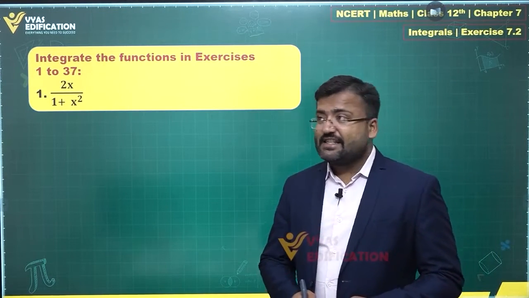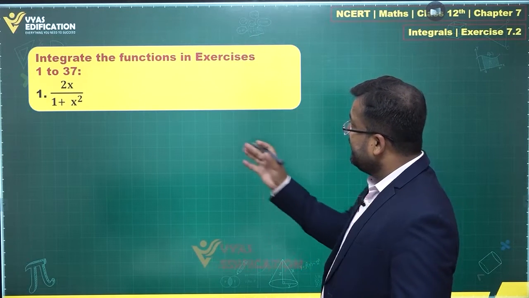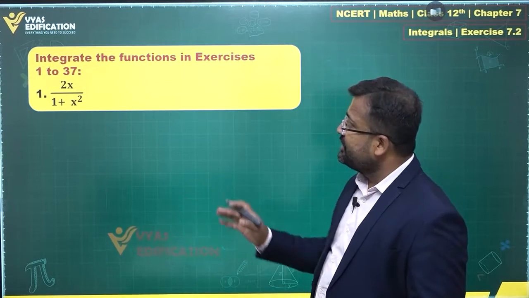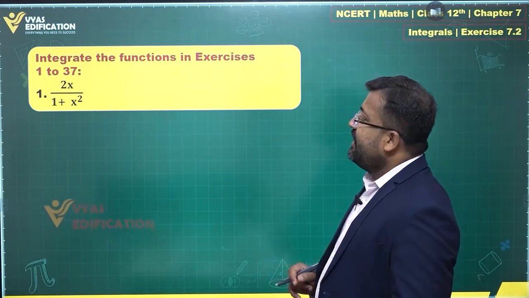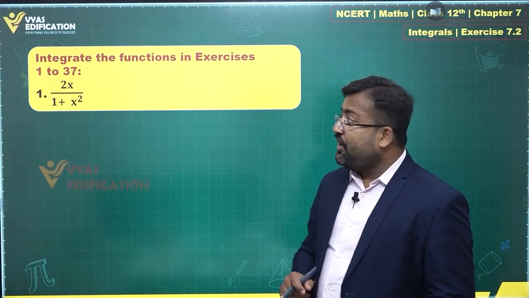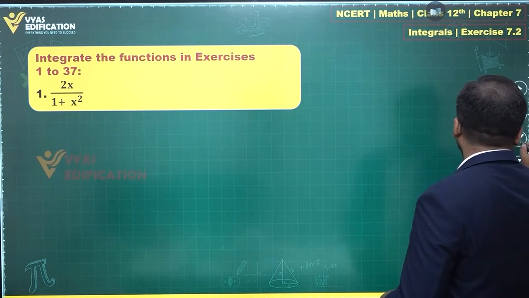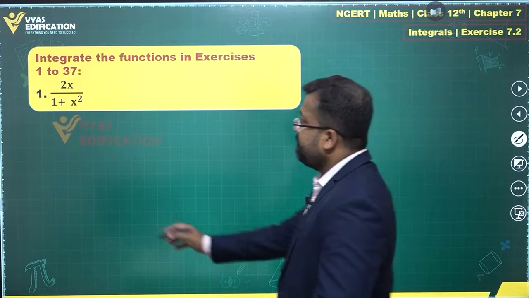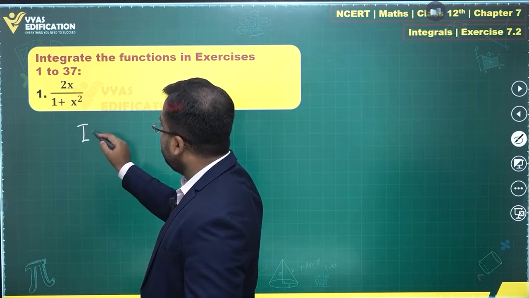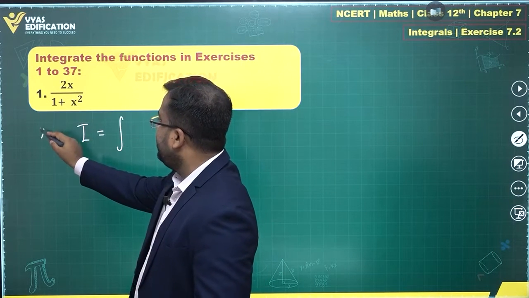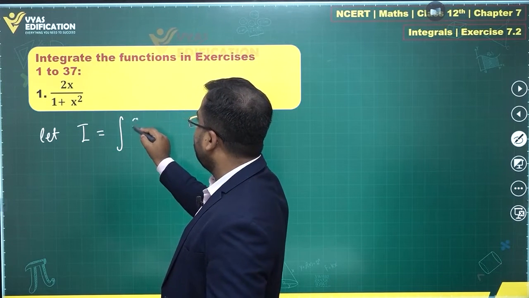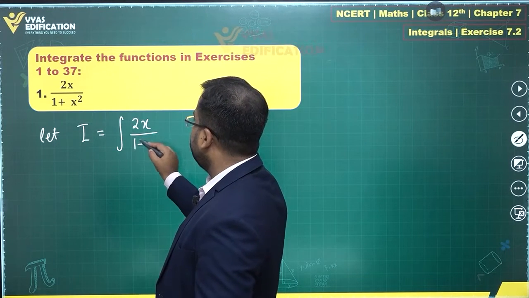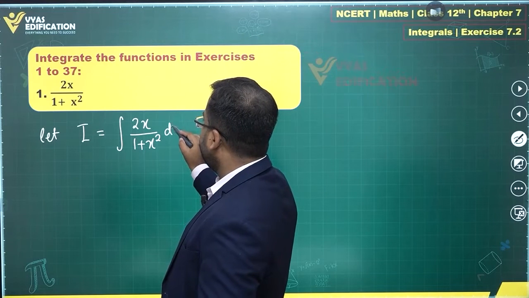The question says integrate the functions in exercises. Okay, there are so many questions, 37 questions here. The first question has 2x upon 1 plus x square. So what are we supposed to do? We are supposed to integrate this. Let I equal integral of 2x over 1 plus x square dx.